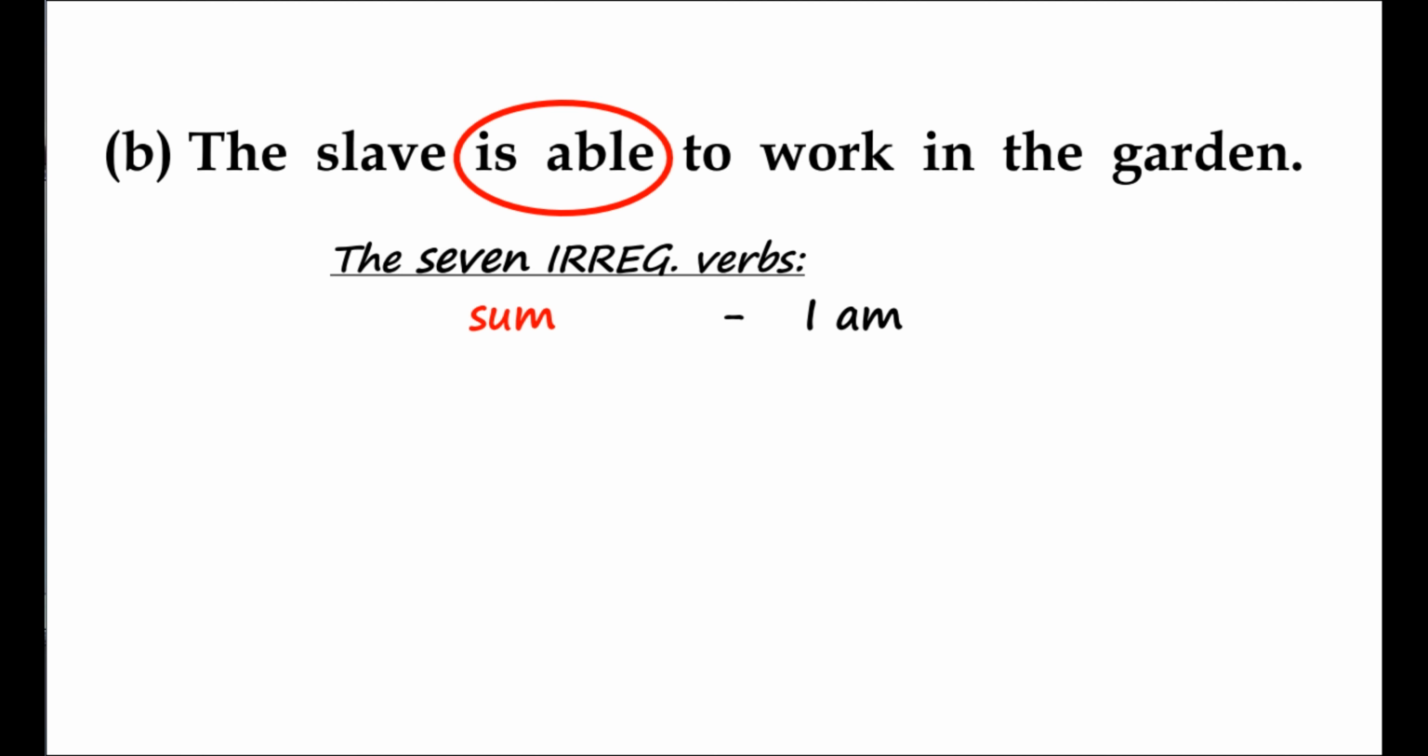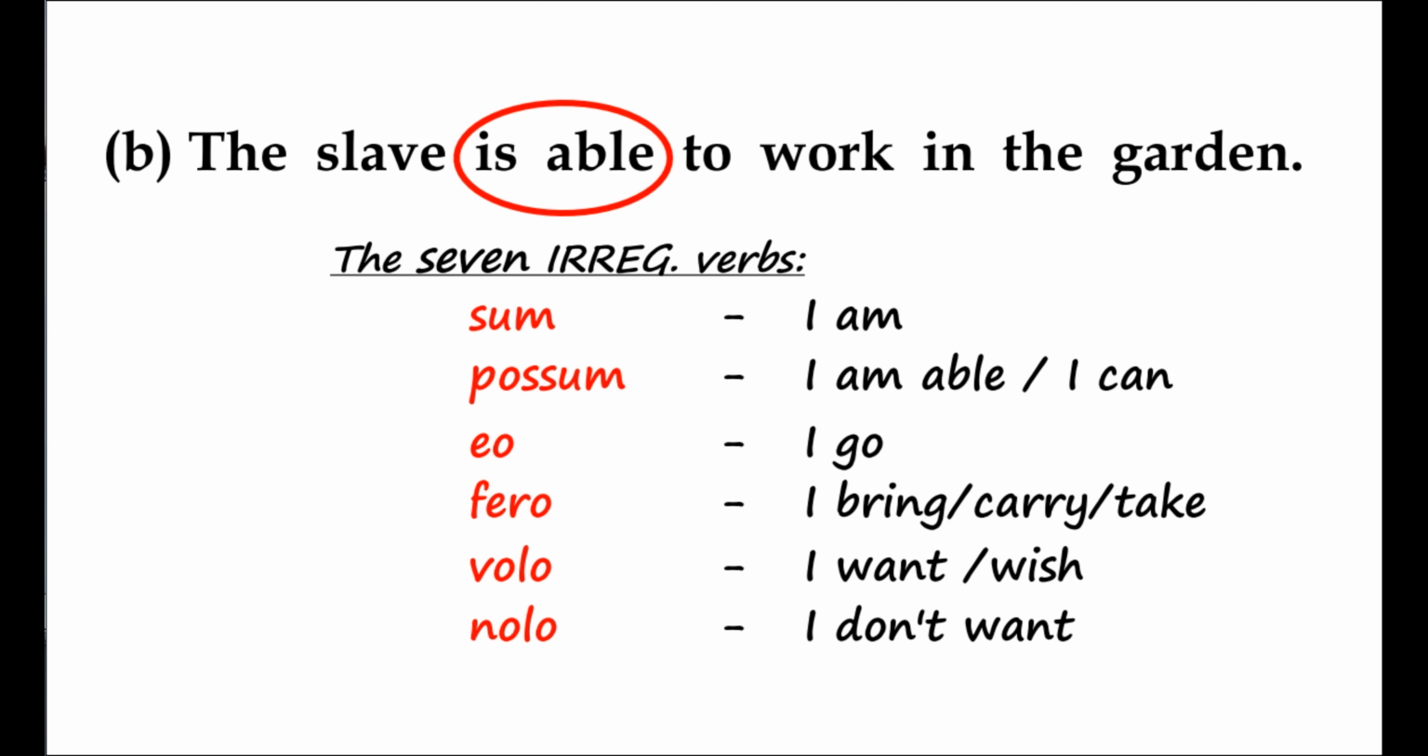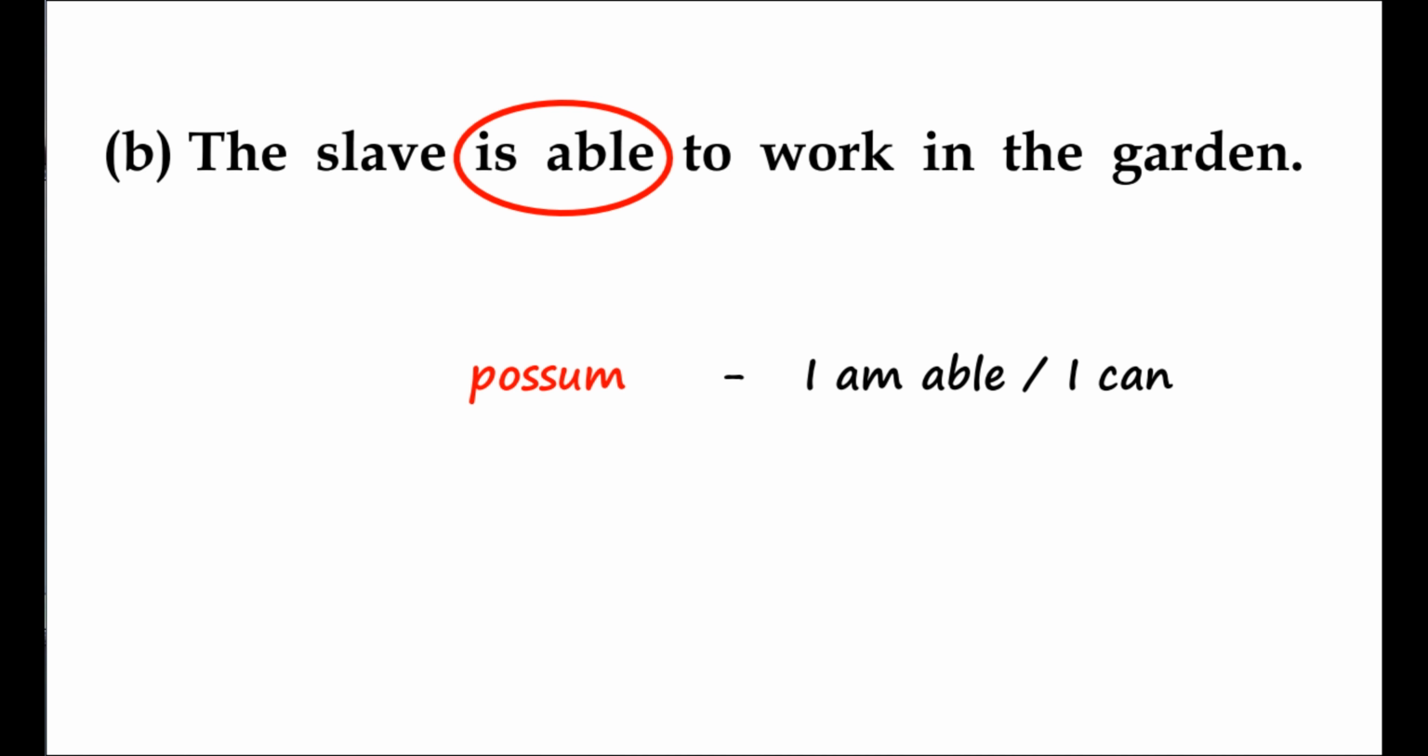They are sum, aren't they? Possum, volo, nolo, malo, fero, the most irregular one, and then the 3 ones that are quite similar: I want, I don't want, and I prefer. Volo, nolo, and malo. So it's only one of those 7 ones. They will probably throw a nasty little irregular one in there for you, and it's going to be the word possum, which means I can. So we can identify that there.